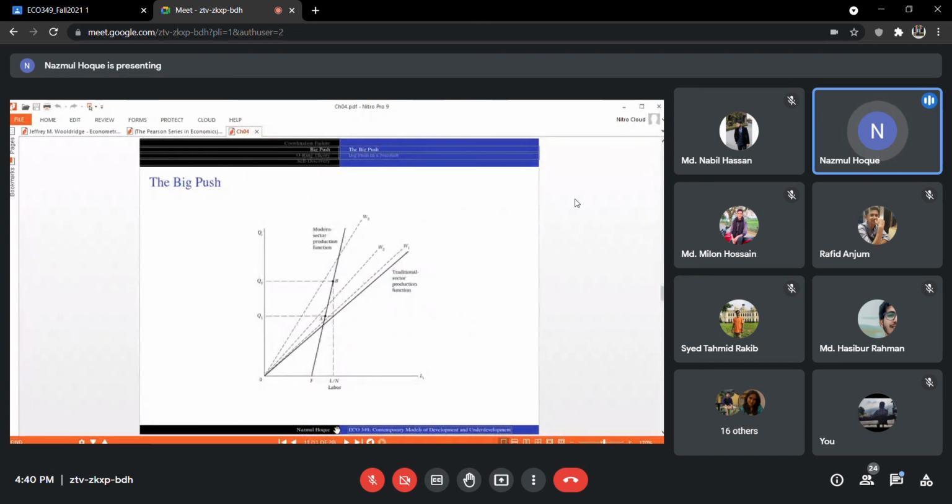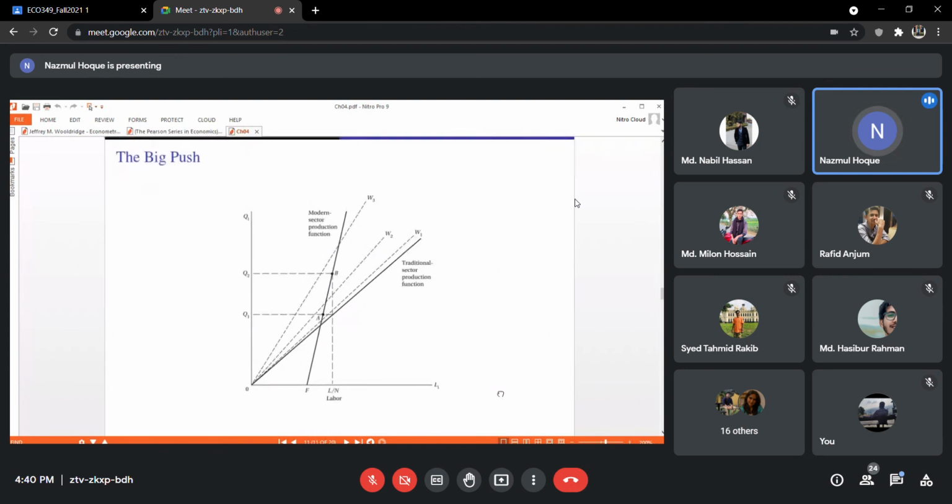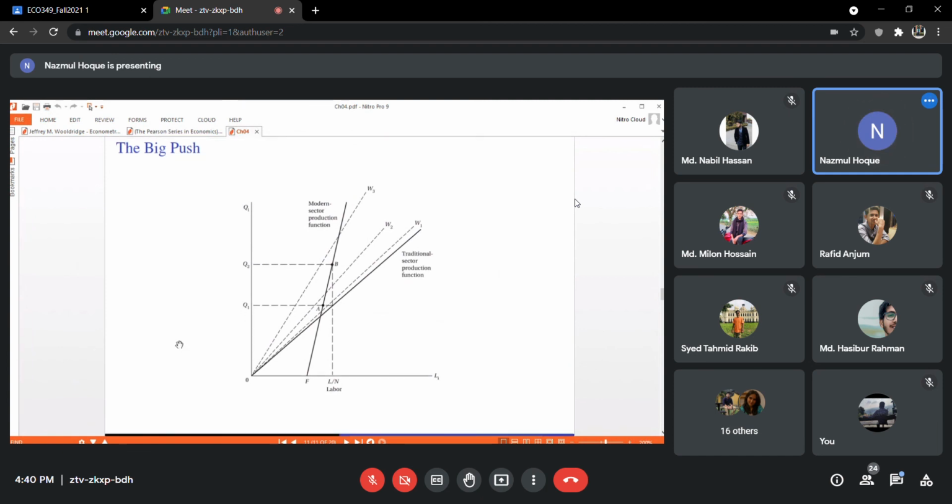So this is our diagram for the big push model. I want you to take a look at the diagram and please read the textbook. The textbook explains it very well, but we're definitely going to talk about this in the next class. Since it is 4:40, I'm going to stop here unless you have any questions.